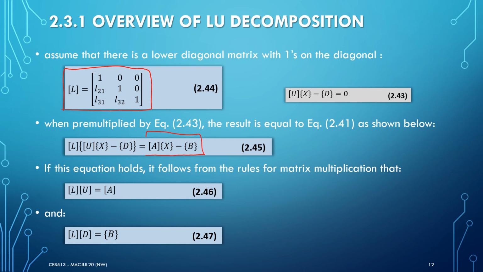This is equation 2.41 from the previous slide. If this equation holds, it follows from the rules of matrix multiplication that L multiplied by U will equal A, and L multiplied by D will equal B. Okay, we will get this equation.